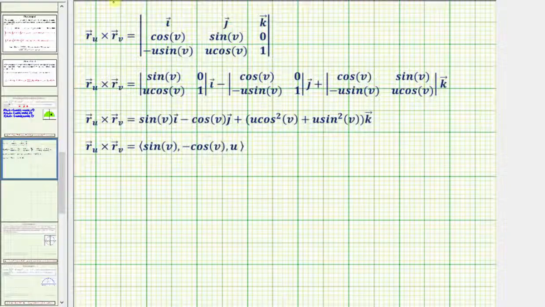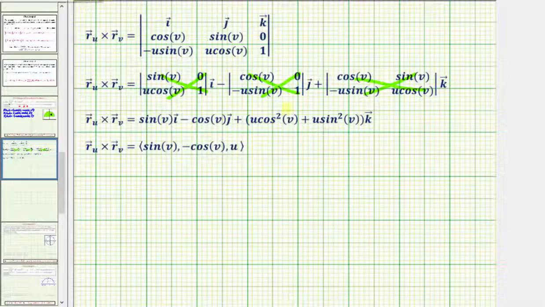And now for each 2 by 2 determinant, we're going to find this product minus this product. So here we have sine v times 1 minus 0, so we have sine v times i, and then minus cosine v times 1 minus 0, so we have minus cosine v times j. And here we have u cosine squared v minus negative u sine squared v, which gives us u cosine squared v plus u sine squared v times k.